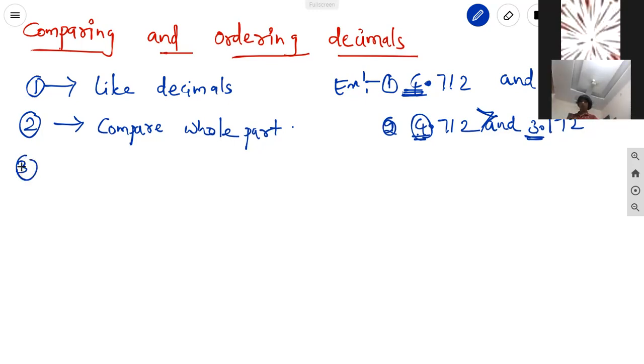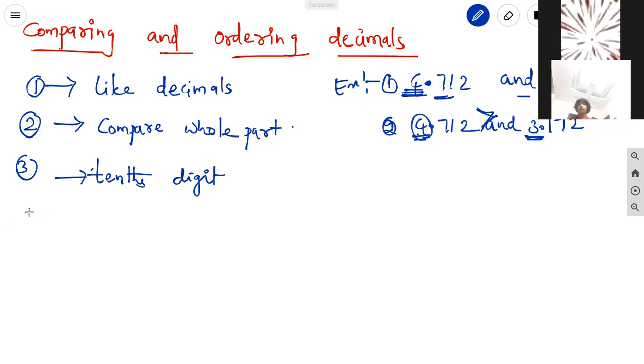The third step is, if the whole number parts are the same, compare the tenths part. Compare the tenths digit. Here we are comparing, in the first example, 7 and 7 as the tenths digit. Again, the tenths digit is the same.